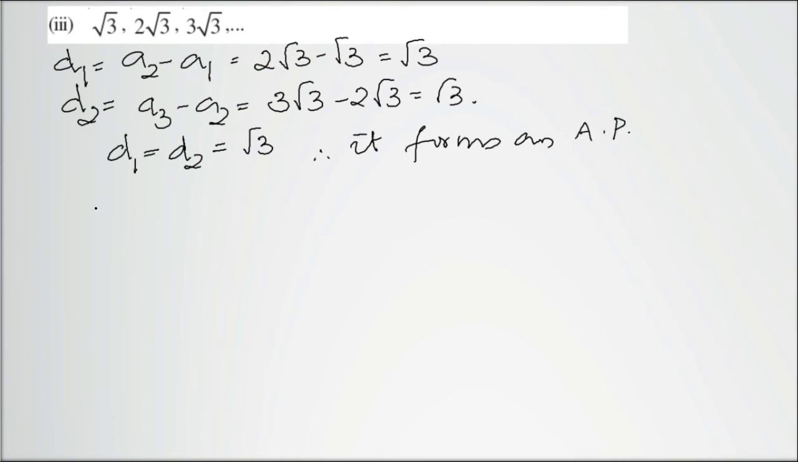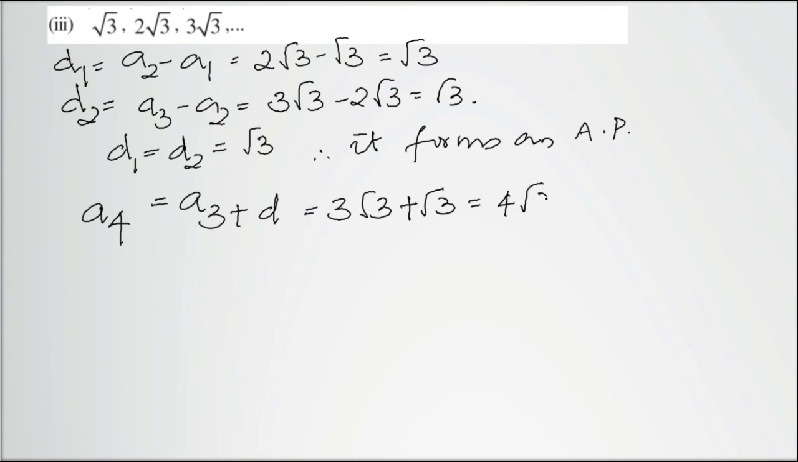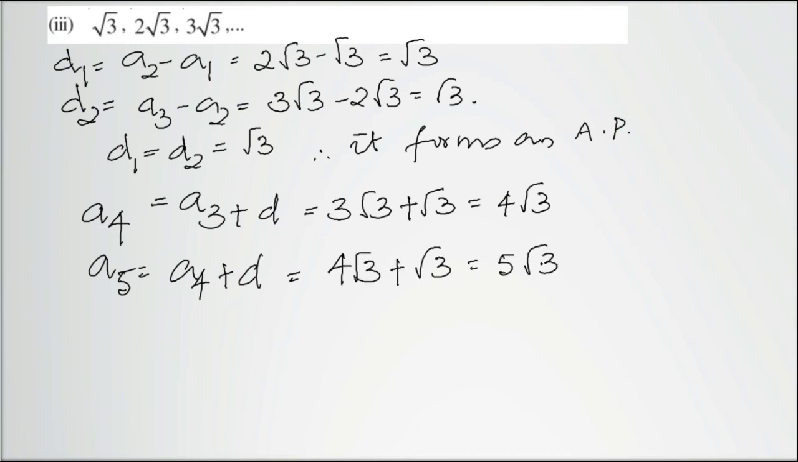Now we shall find the next three terms. Here there are three terms, we need to find the fourth term. The fourth term is the third term plus the common difference, and the third term is 3 root 3 plus the common difference, which gives 4 root 3. A5 will be A4 plus the common difference. A4 is 4 root 3 plus the common difference, we get 5 root 3.